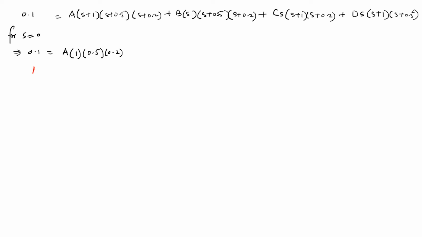Let me use the consistent color. A is equal to 0.1 divided by 0.5 divided by 0.2, which is going to be equal to 1. So this is one of the coefficients.